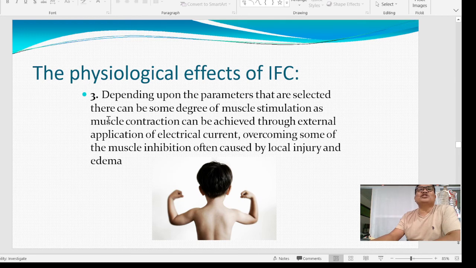Muscle stimulation. So muscle contraction can be achieved through external application of electrical current, overcoming muscle inhibition often caused by local injury. So that is muscle inhibition caused by local injury. So your muscles will guard and undergo spasm.